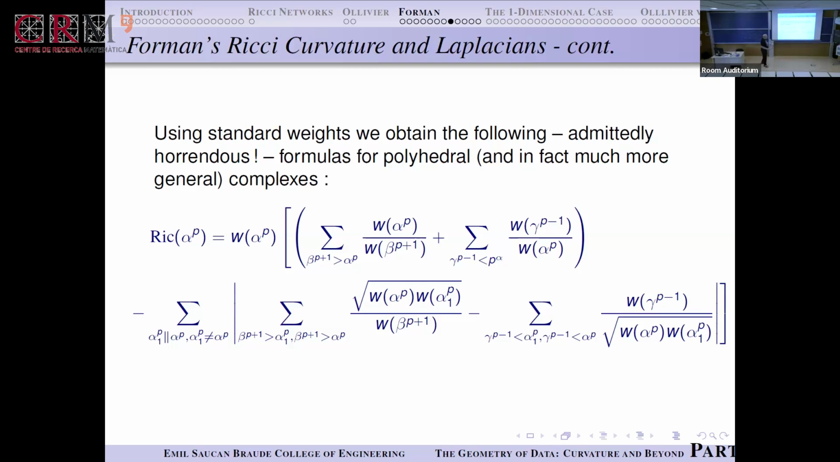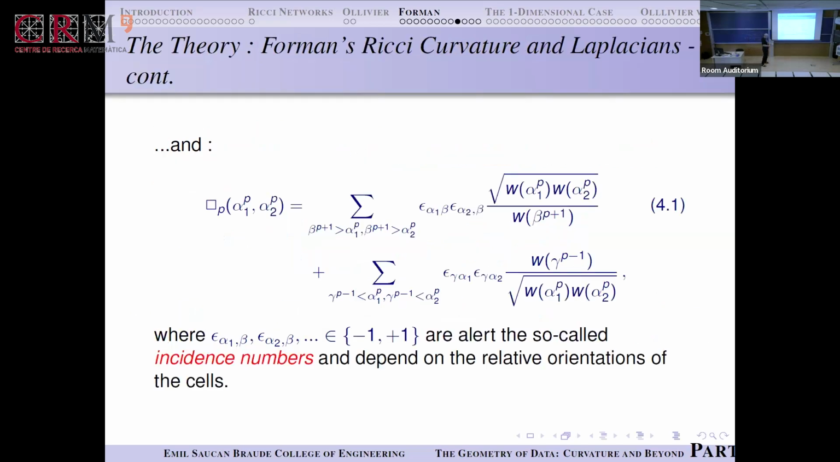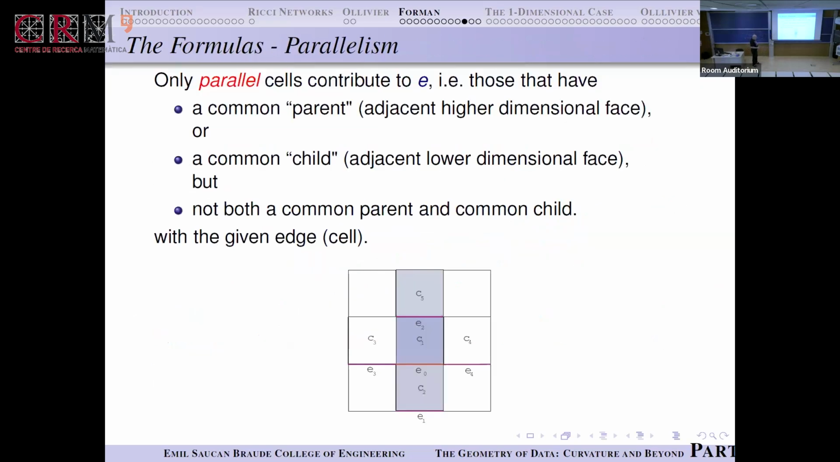Yes. So it's a simple one. And there is something here. I don't know if anyone did see this strange sign here. It's parallel. Well, I have to explain what parallel means. So this is the only new thing. You have some formula like that for the Laplacian as well, but perhaps it's better not to get into it. Yes, it looks easier, but it depends on the incidence numbers. Okay, so what does parallel mean?